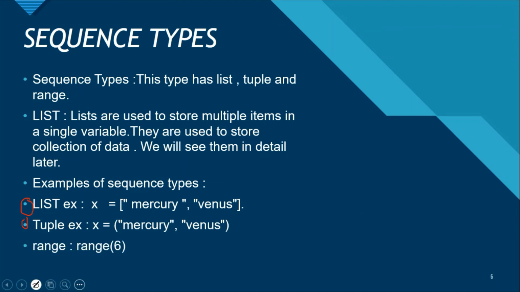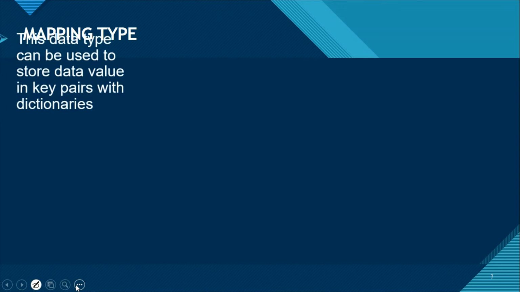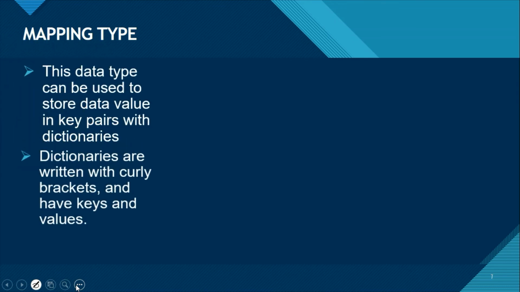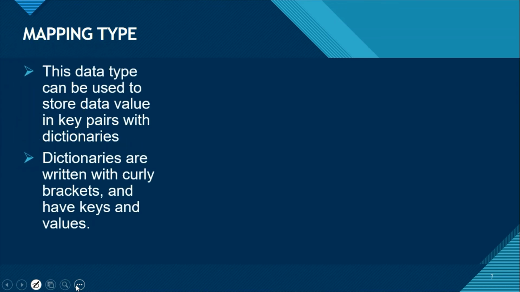Range. The range function we can use as range 6. Mapping type. This type can be used to store data values in key pairs with dictionaries, and dictionaries are written with curly brackets and have keys and values.